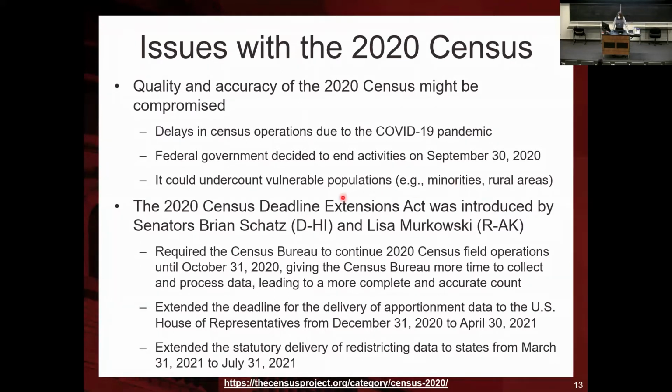And then, exactly because of that, at that time, Senators Brian Schatz and Lisa Murkowski introduced the 2020 Census Deadline Extensions Act, which required the Census Bureau to continue the census field operations until October 31st, giving the census more time to collect and process data, which would give them more time to collect information about the whole population, including the vulnerable groups. It extended the deadline for the delivery of apportionment data to the US House of Representatives from December 31st to April 30th, 2021.